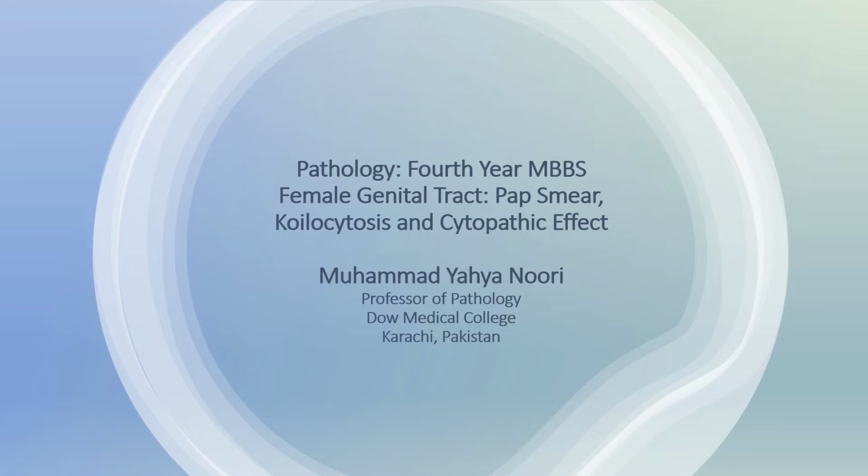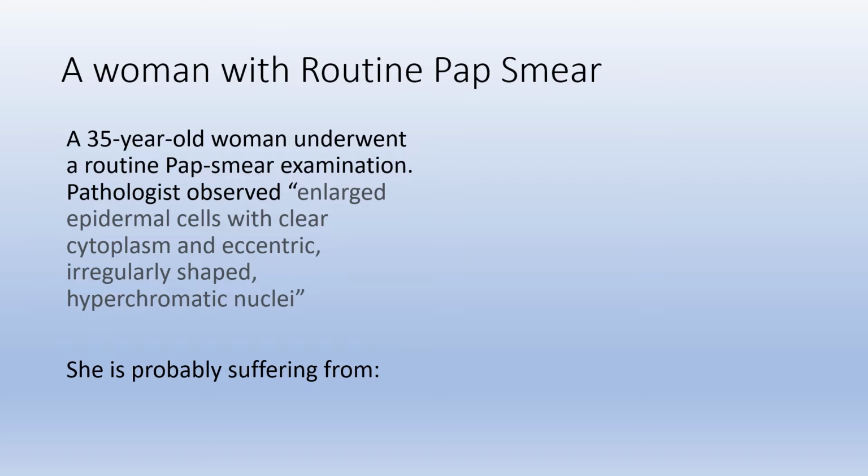So, we are going to talk about a woman who underwent a pap smear and what the findings were. A 35-year-old woman underwent a routine pap smear examination, and when the pathologist looked at the microscope, he or she saw enlarged epidermal cells with clear cytoplasm and peculiar nuclei which were irregularly shaped and hyperchromatic.